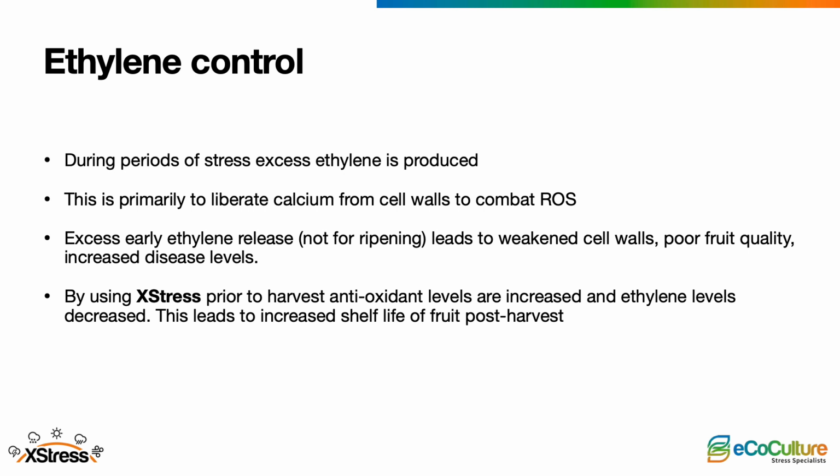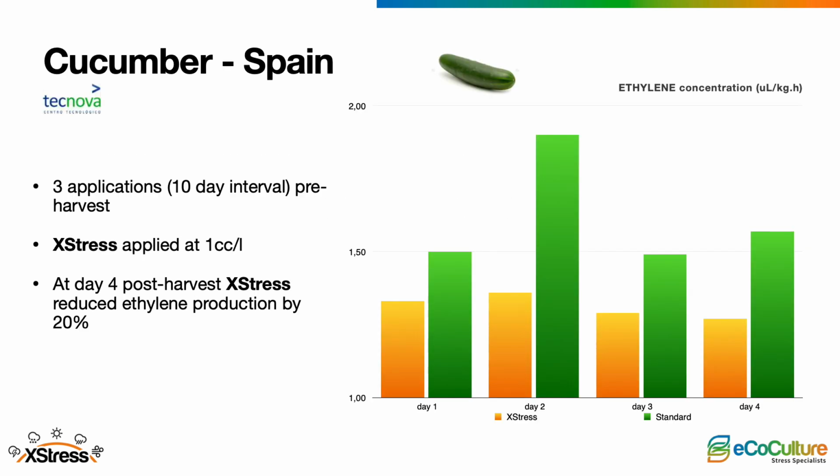Excess early ethylene release, not for ripening, leads to weakened cell walls, poor fruit quality, increased disease levels. By using XStress prior to harvest, antioxidant levels are increased and ethylene levels decreased. This leads to increased shelf life of fruit post-harvest. Cucumber, Spain. 3 applications, 10-day interval, pre-harvest. XStress applied at 1 cubic centimeter per liter.